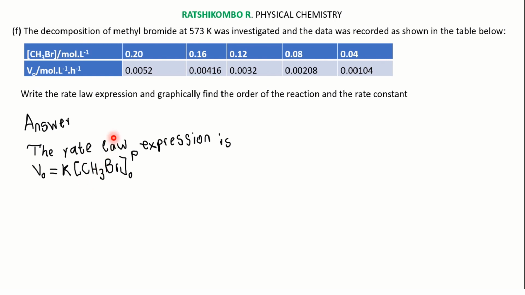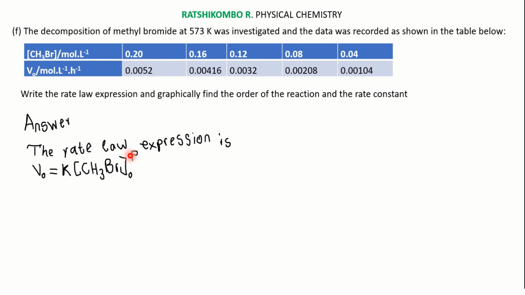If this expression was for more than two reactants, you know that the rate law would account for the other reactants and so on. But this question only has one reactant, which is CH3Br. That's why I wrote it like this. And P is the order of the reaction. I just decided to use the letter P. You can use any letter of your choice, but it must be at this point here, because that's where we usually write the order of the reaction.